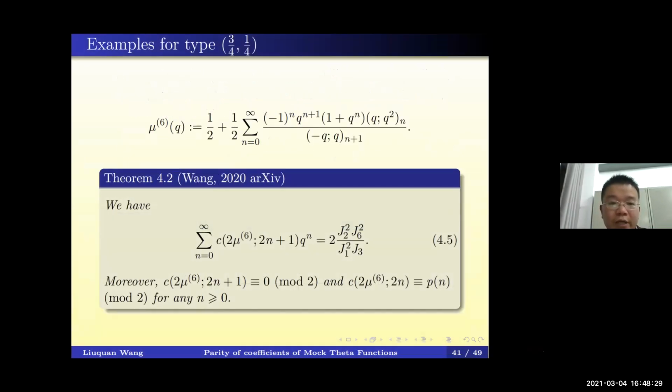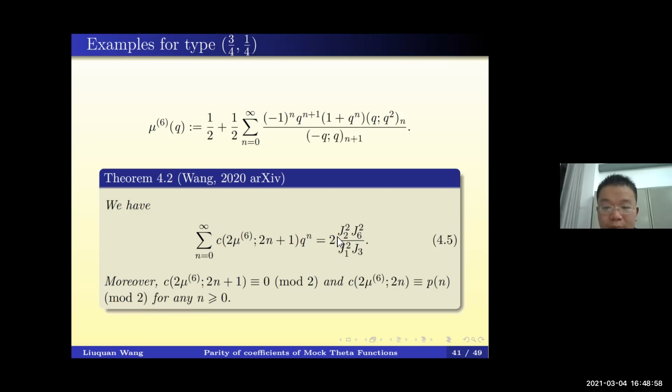Now let's give one example for the type 3/4 and 1/4. Let's take the 6th order Mock theta function mu of q as the example. By using two-dissection formulas, we can show the generating function for mu at 2n plus 1. For this subsequence, its generating function is 2 times another infinite product.